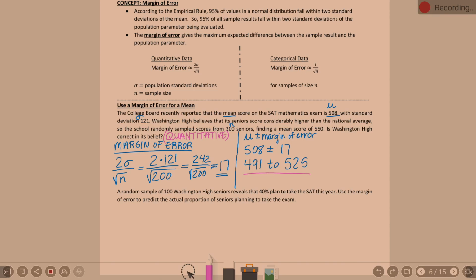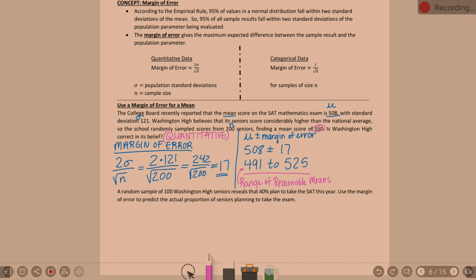So this right here is basically your range of reasonable values. But I'll be official, range of reasonable means. Now, we have to go back and answer the final question. Is Washington High correct in its belief? Washington High believes that its seniors score considerably higher than the national average. What did their seniors score? Their seniors score 550. Did they score considerably higher than the national average?